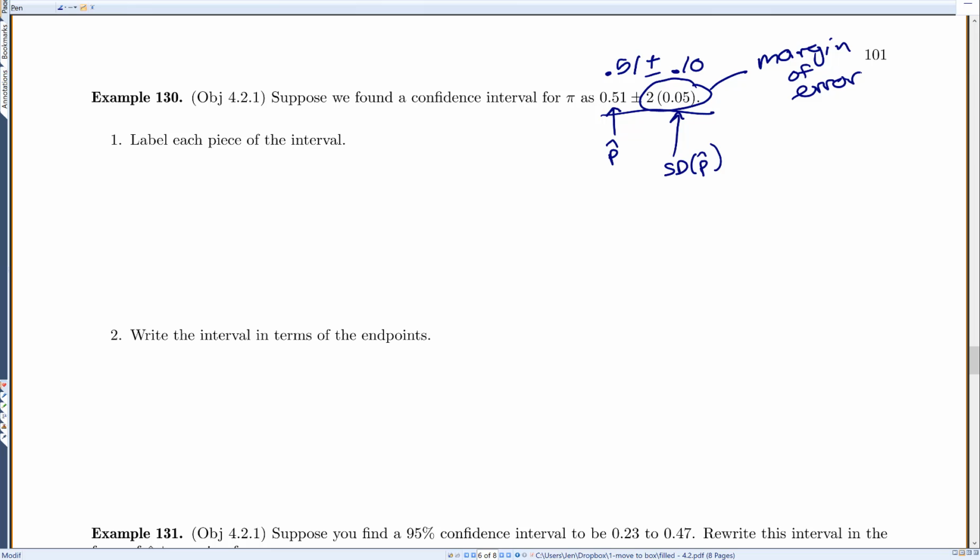Okay. If I want to change the interval written like this to be written in terms of its endpoints, we just put it in our calculator. There are problems on the test like this. All you have to do is put it in your calculator. So you do 0.51 minus 2 times 0.05 gives me 0.41, and if I add it, I get 0.61. So it's really just actually doing the calculation. Or you can put it in parentheses like this. You can write it in interval notation, so it's 0.41 to 0.61.